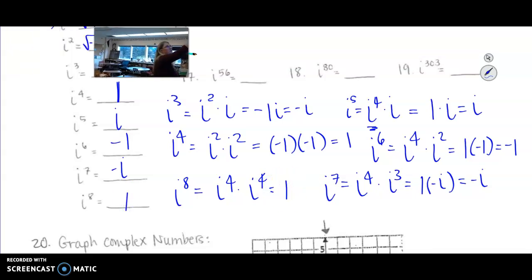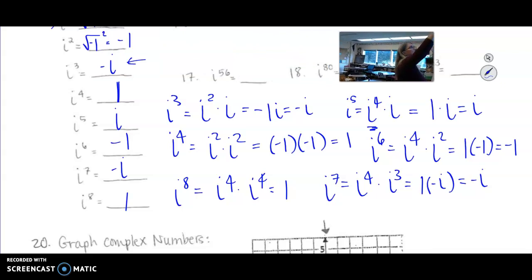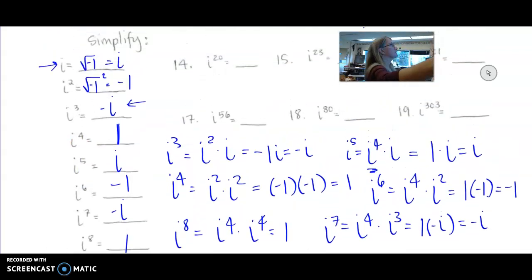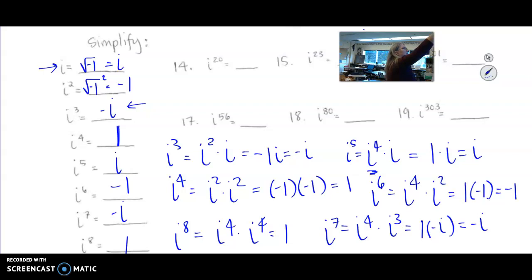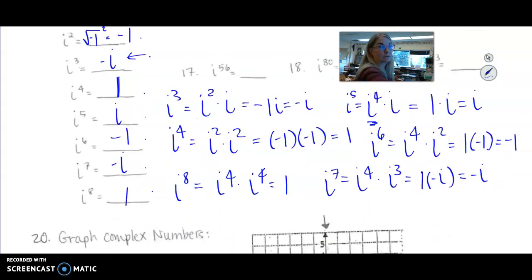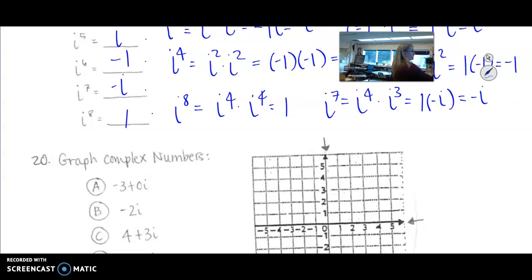So if you look for this pattern, we have i, -1, -i, 1. I, -1, -i, 1. That pattern would continue on, because if I want to find i to the ninth, I can write that as i to the eighth, and then there's another i. So i to the eighth is 1, and 1 times i would just be i.